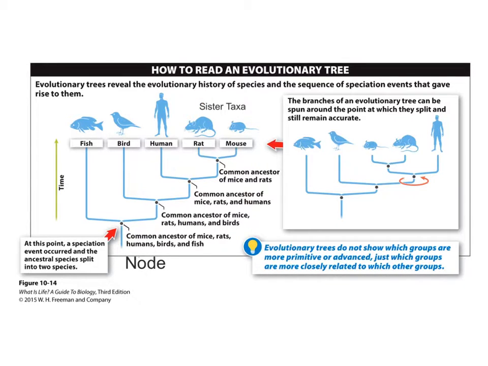It's important to note that when we look at these nodes or branch points, these evolutionary trees can be rotated along those branch points without actually changing anything in the tree. So we see that this tree over here, the mice and the rats are still sister taxa. Even though this tree has been rotated on its node, this is the same tree because the relationships are the same.